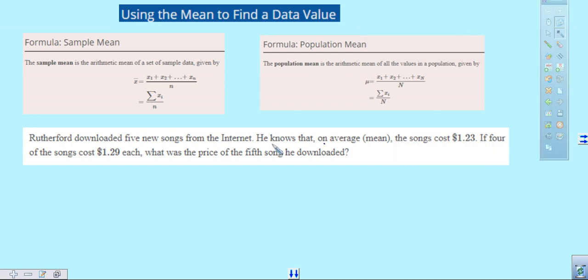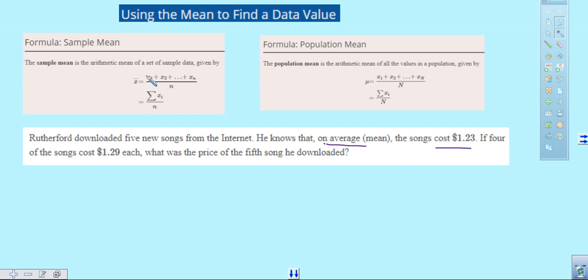Okay, so here in this situation, we're looking to find a data value if we know the mean and we know the other data values in the set. So let's write down what we know. At this point, we know that we have 5 songs that we've purchased or downloaded from the internet. So we start off and it says the average or mean of the songs is $1.23.